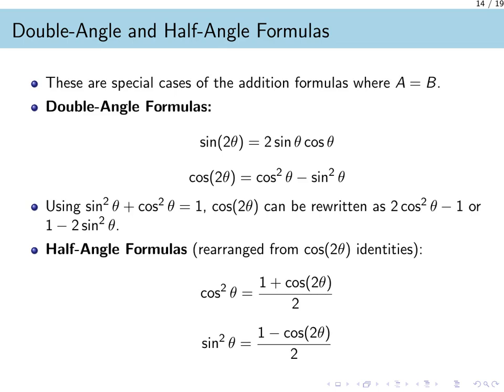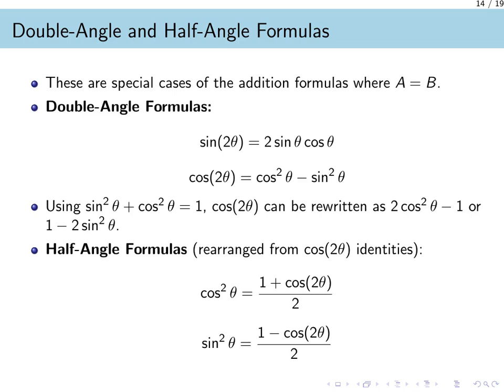Let us see how we can use the addition formulas to derive another important set of identities for an angle and its double or half. If we take the addition formulas for sine and cosine and set both angles A and B to be equal to theta, we get the double angle formulas. The sine of 2 theta becomes 2 times sine of theta times cosine of theta. Similarly, the cosine of 2 theta becomes cosine squared of theta minus sine squared of theta.